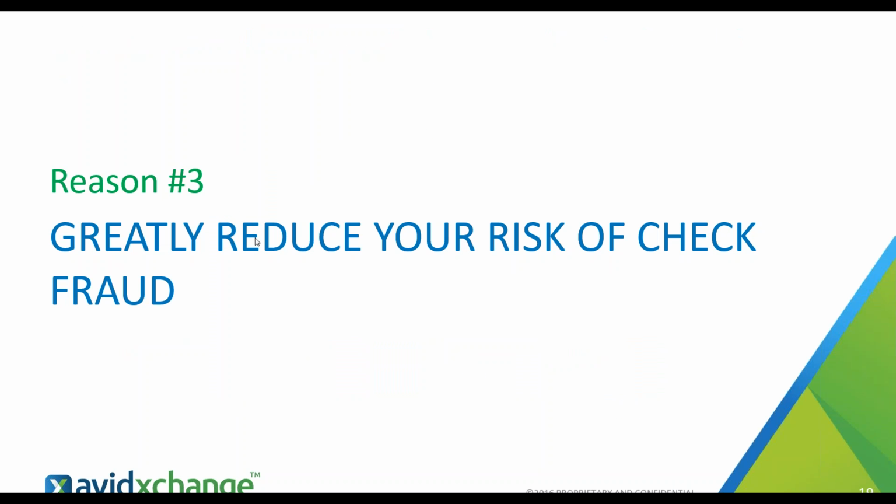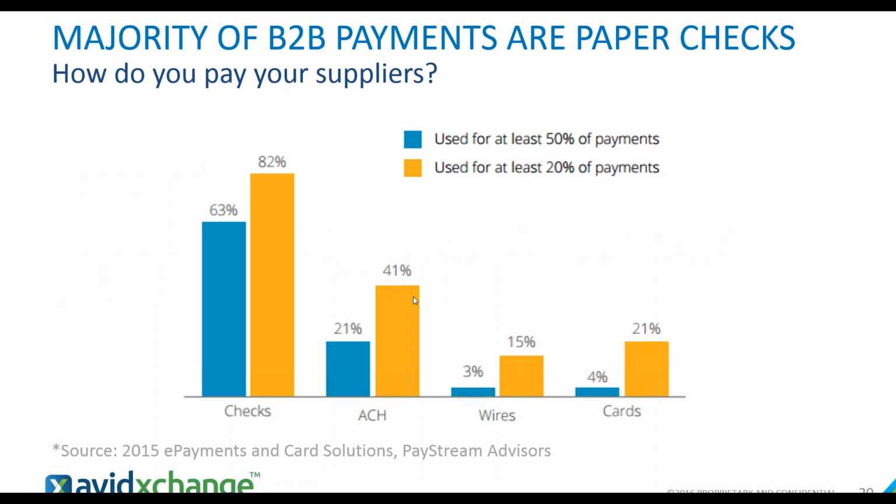So the third reason is that we're going to greatly reduce your risk of check fraud. So we've talked a lot about the invoices up to this point, not so much of the payments. But with a paper check, your likelihood or your risk of fraudulent activity is unfortunately much higher. Now, these numbers have thankfully grown over the past 3 or 4 years that AvidXchange has provided electronic payment automation to our clients.